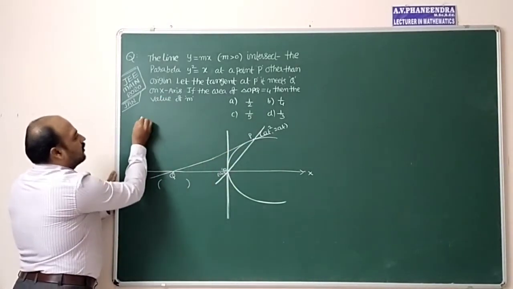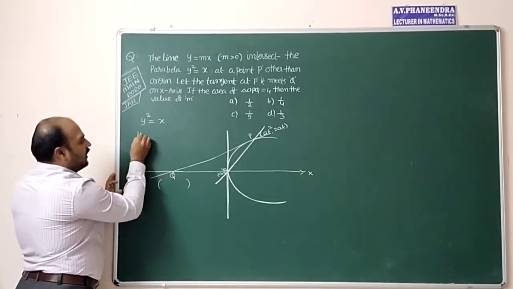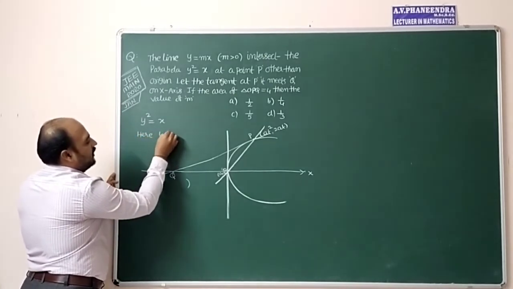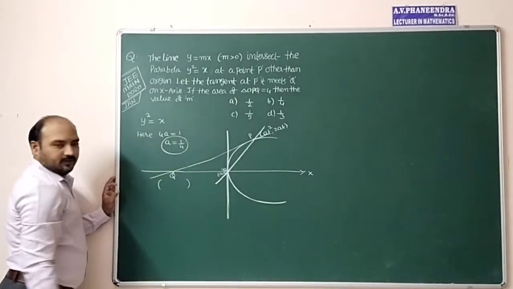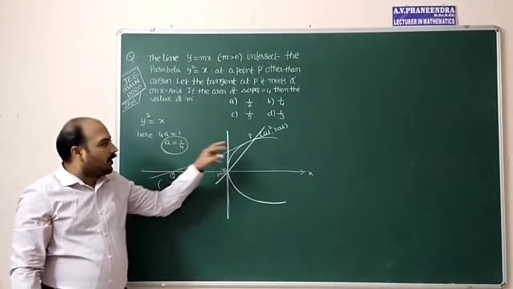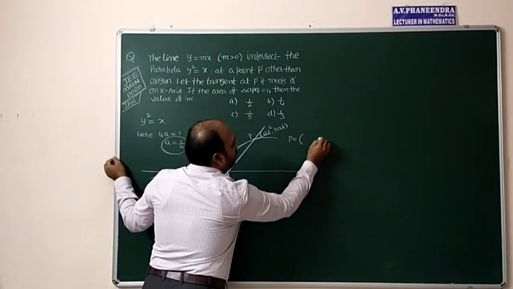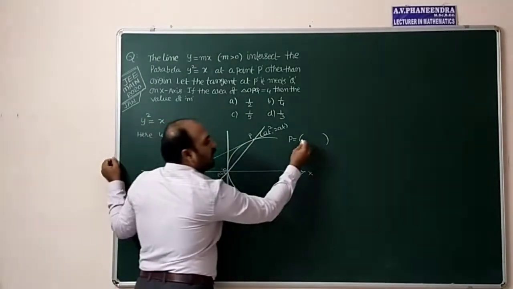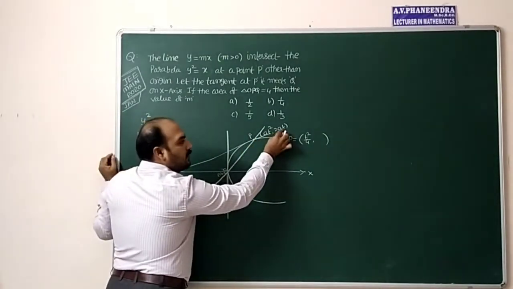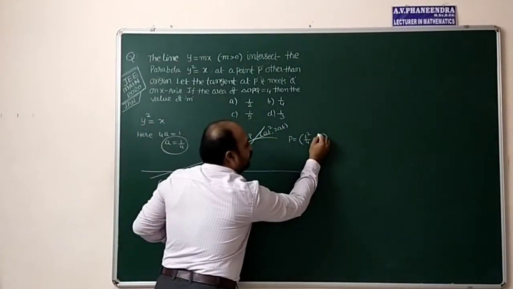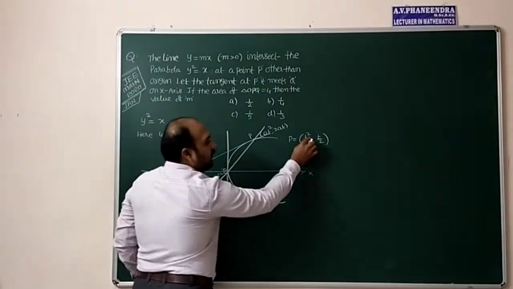What is the given equation of the parabola? y square equal to x. Compare with y square equal to 4ax. Here 4a is equal to 1, so a is equal to 1 by 4. After getting the value of a, the point P coordinates become P equal to, in place of a substitute 1 by 4, (t square by 4, 2 into 1 by 4 into t), so it will become t by 2. Because a value is 1 by 4, substituting in that, it will become (t square by 4, t by 2).